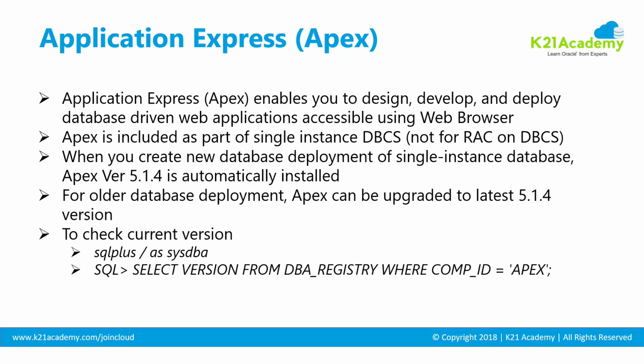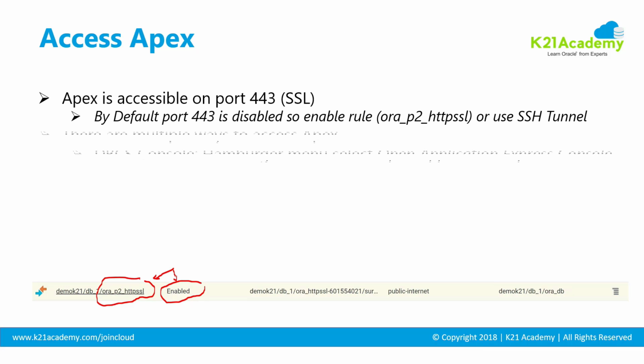And there's an option for you to upgrade, depending on what version of Apex you are on in the Database Cloud Service. You can then upgrade it to the latest version, that's 5.1.4 as of May 2018. If you want to check what current version you have, you can look at the DBA_REGISTRY table and look at component ID APEX.